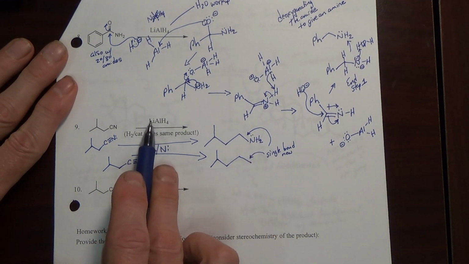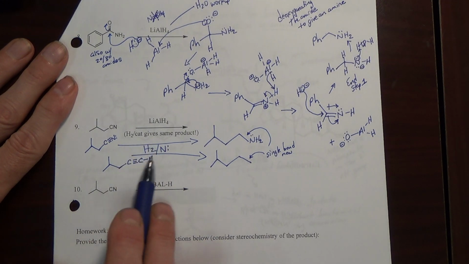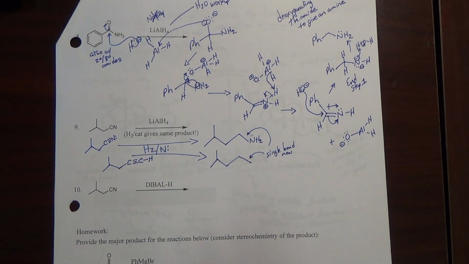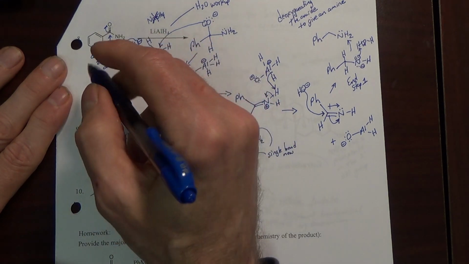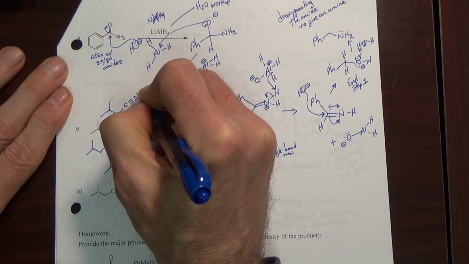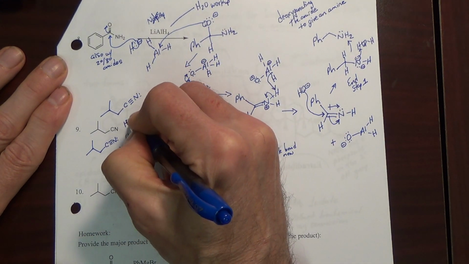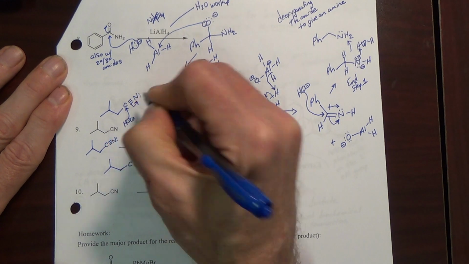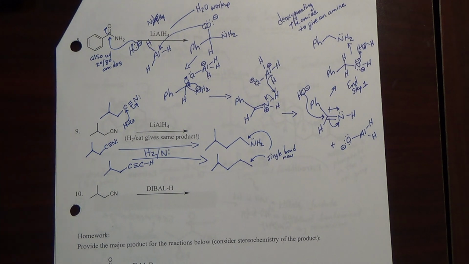Now it turns out that LAH gives the same exact product. This is a hydrogenation mechanism. The two H's are coming in syn addition. With LAH, it is an ionic mechanism where the H minus does a nucleophilic addition to the cyano group. All right, we can do that completely. If you like, I would expect that you should be able to do that.